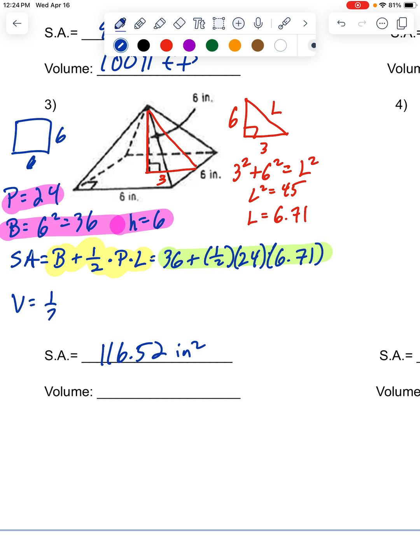Volume is 1/3 times area of the base times the height, which is 1/3 times 36 times 6, which is 72 inches cubed.